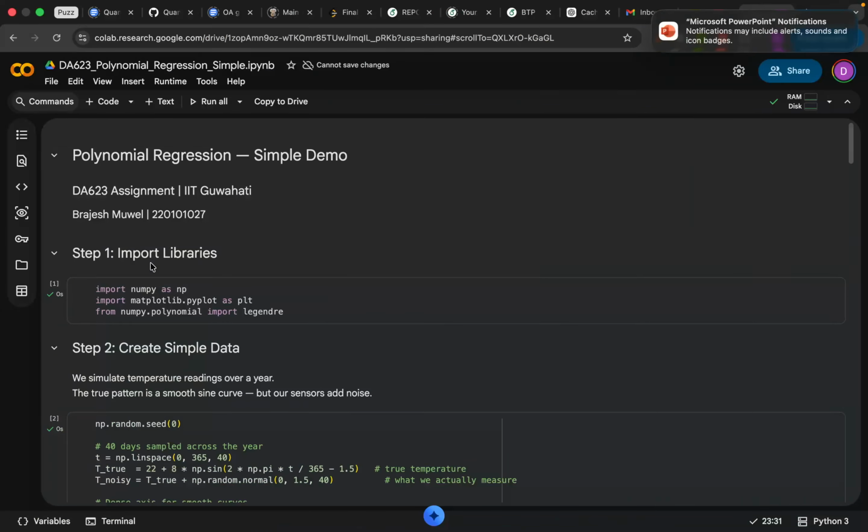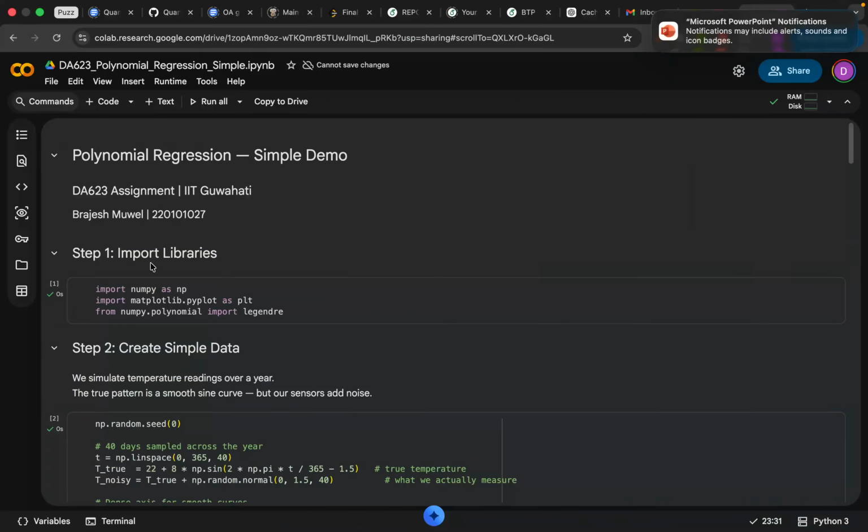The right panel, degree 20, the MSE is 1.2, even lower than degree 6. But look at the shape of the curve. It is bending sharply up and down to pass through individual noise points that are not part of the real pattern at all. This is called overfitting. If I use this model to predict temperatures for a new year, it would perform very poorly because it learned the noise, not the actual trend. This shows why a lower training error does not always mean a better model.